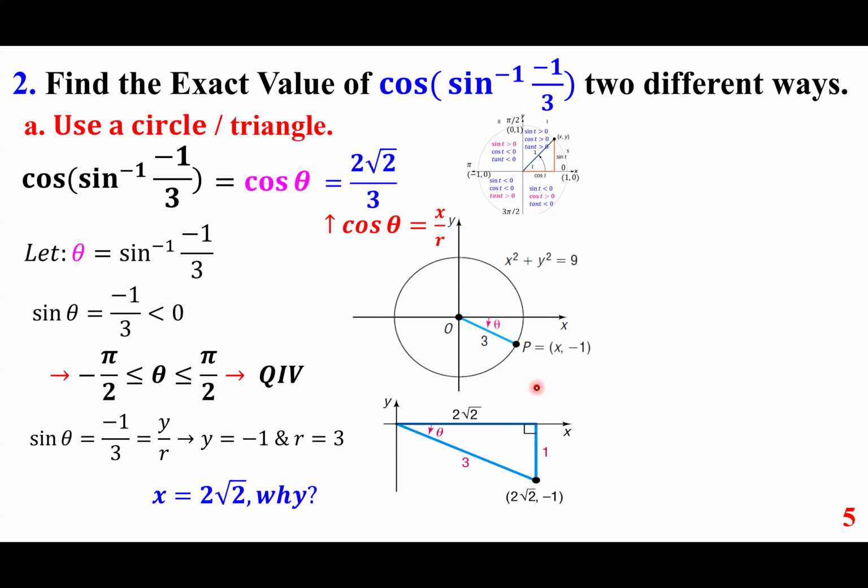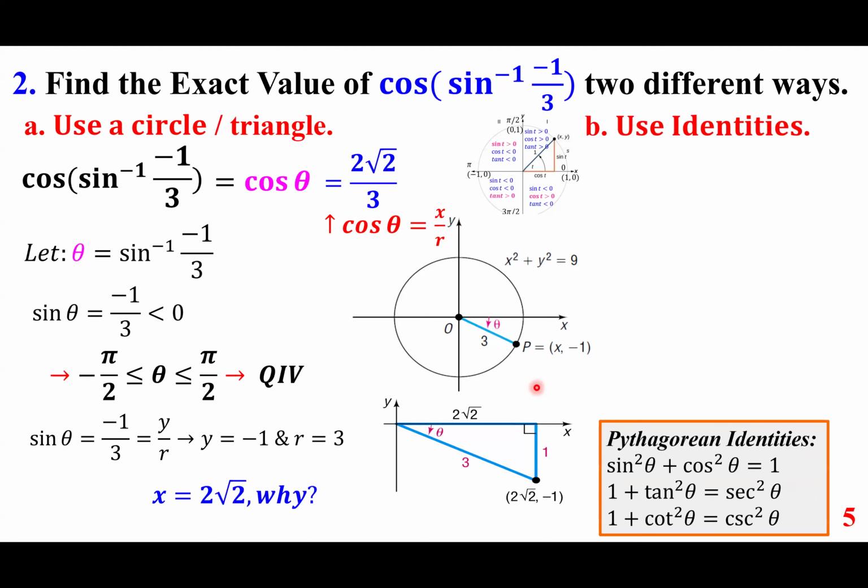The other way is to go with sine squared plus cosine squared equals 1. So we use identities. Sine squared plus cosine squared is 1. And if that is the case, that means sine is given and cosine is plus or minus the square root of 1 minus sine squared. Now, we have to make a decision whether it's positive or negative based on the quadrant. We said it's in quadrant 4. Cosine is positive, so we go with the positive.